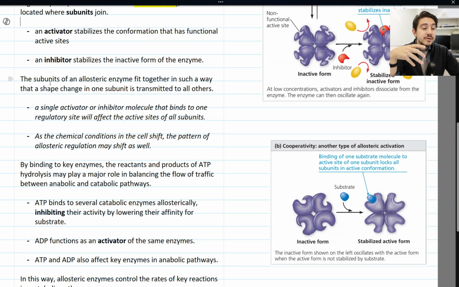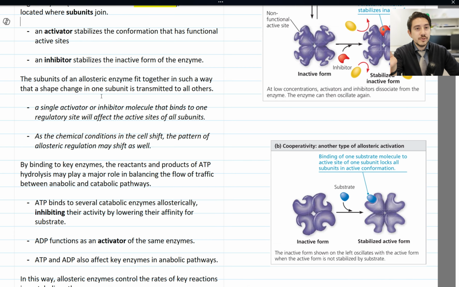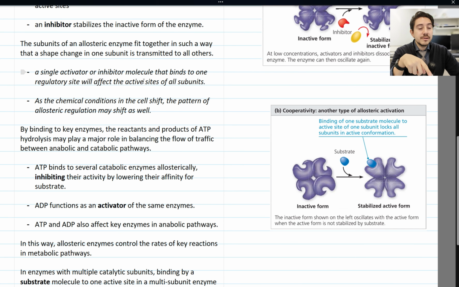The subunits of an allosteric enzyme fit together in such a way that the shape will change, as I mentioned before. The change of one subunit can actually affect all other subunits. So if one changes, everything is going to change. A single activator or inhibitor molecule that binds to one regulatory site, so remember that, will affect the active site of all the other subunits.